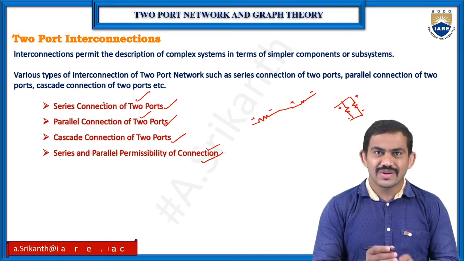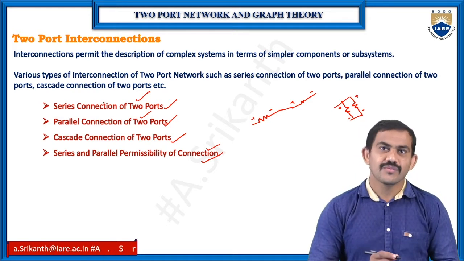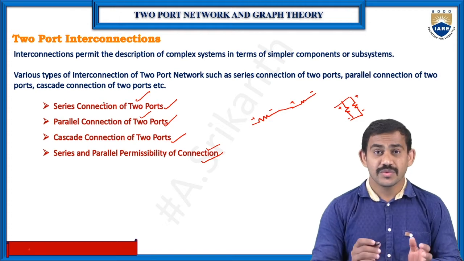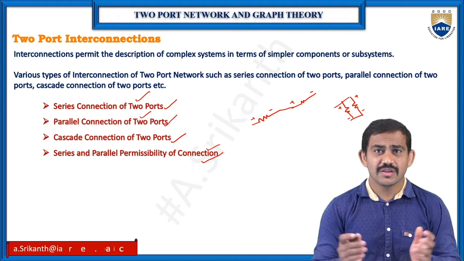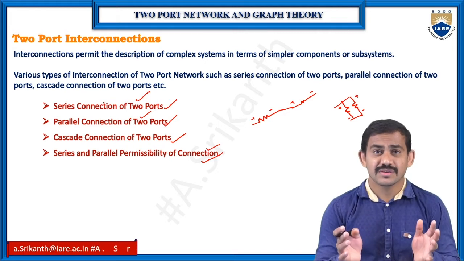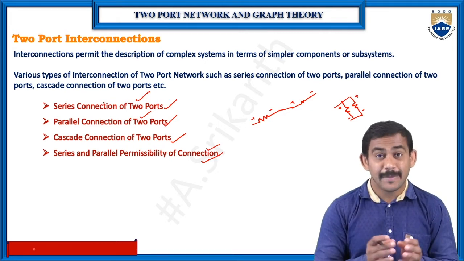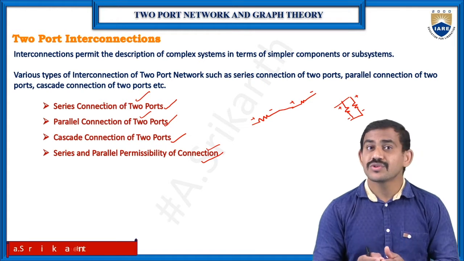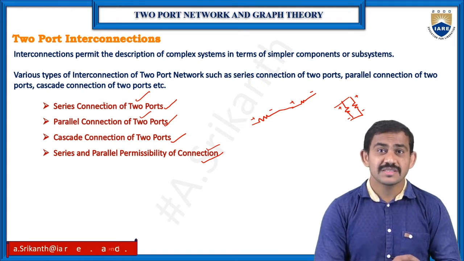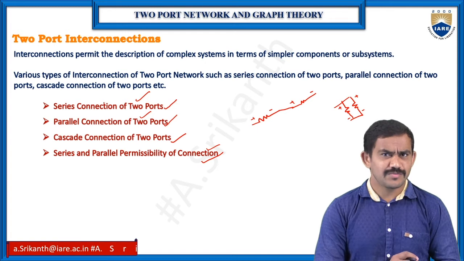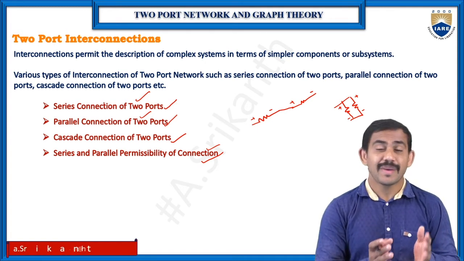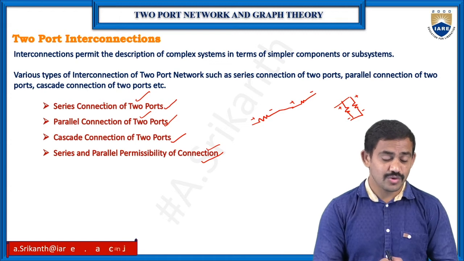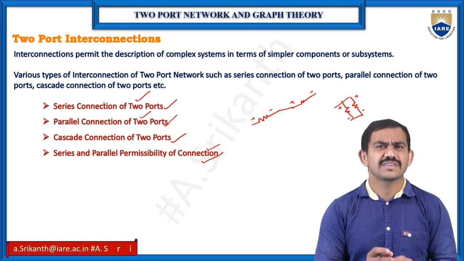Why do we want to go for these series and parallel values? In your transmission line or in your big circuits, when you have complex circuits, it is very difficult to calculate them. For that purpose, we are moving to series and parallel connections, and one more, cascade also. We'll check it one by one.